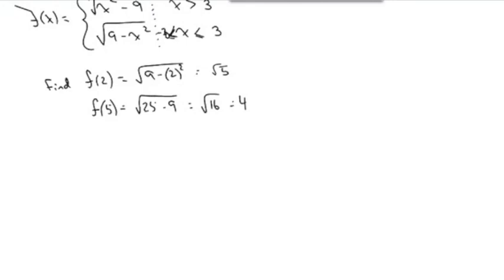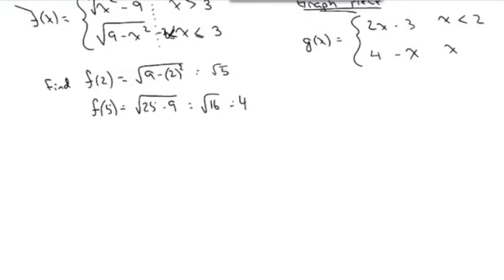Graphing one, real quick. If I have a piecewise function that is g of x is equal to, I'll keep it simple, 2x minus 3 and 4 minus x. This one, we'll let it be for less than 2. And this one will make it greater than 2.